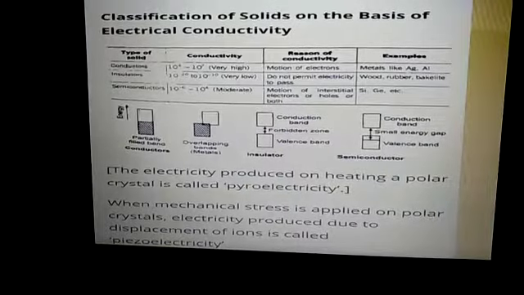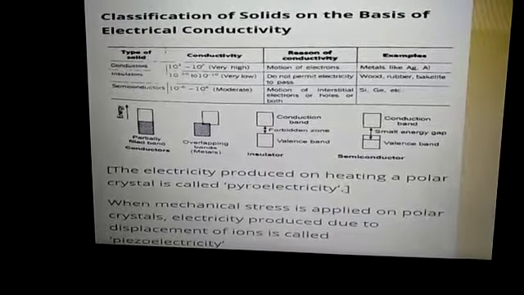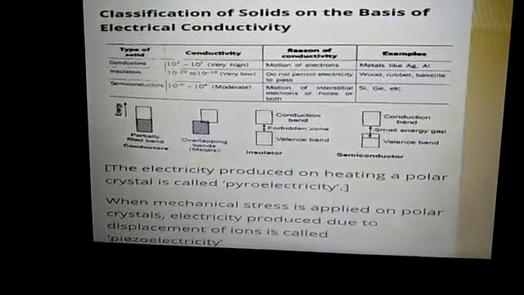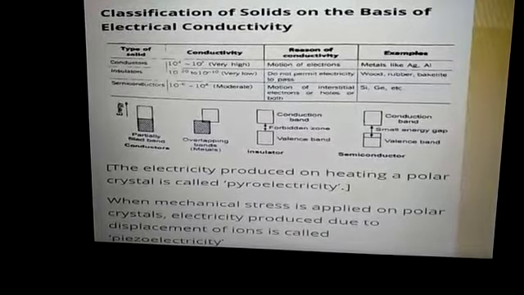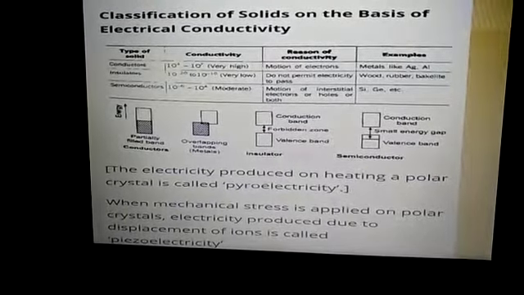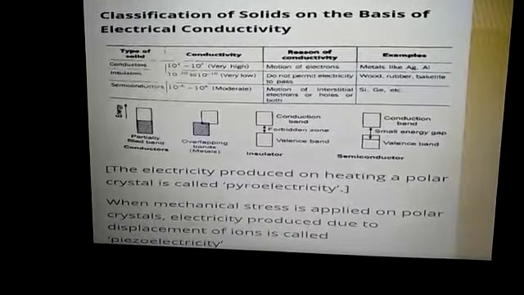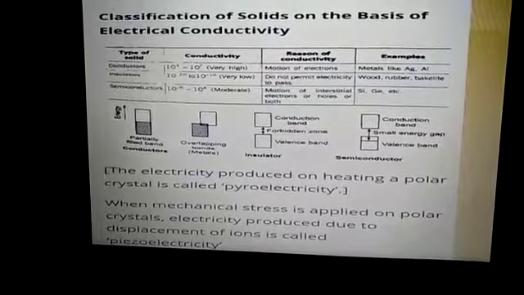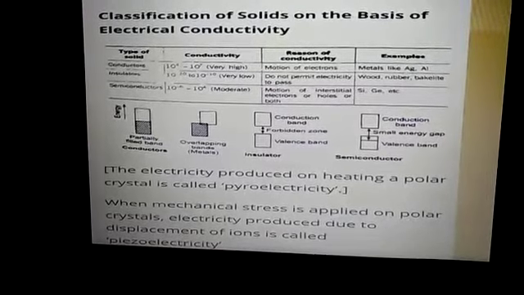If the gap between the valence band and conduction band is small, some electrons may jump from valence band to the conduction band. Hence, the substance shows some conductivity and it acts as a semiconductor, that we observed in the last diagram, where a small gap is present between the valence band and conduction band.